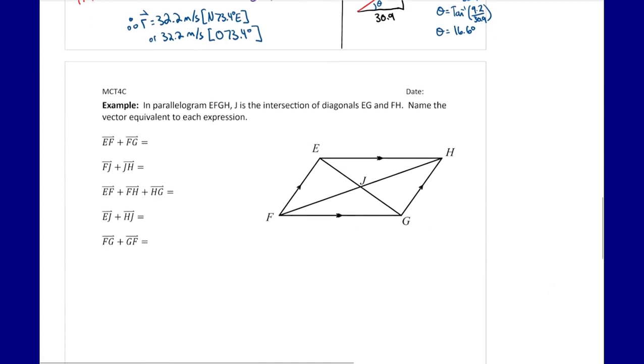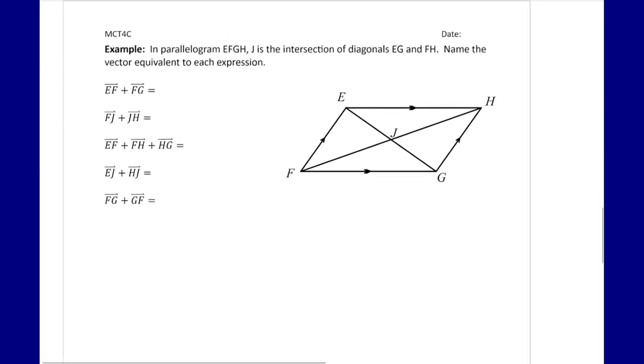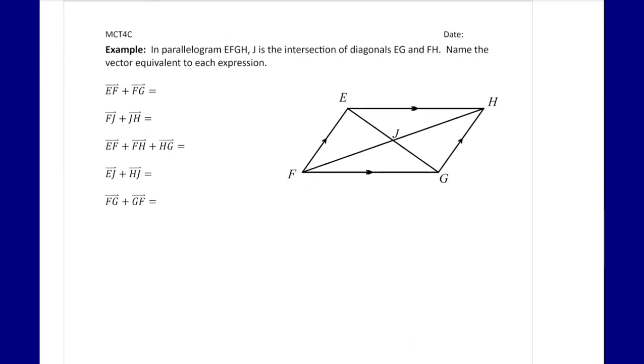The last example: in a parallelogram EFGH, J is the intersection of diagonals EG and FH, and we want to name the vector that's equivalent to each expression. So we want to add these different vectors and write the vector equivalent. So EF plus FG, right? So EF is this vector here. EF, oops, sorry, doesn't really matter.